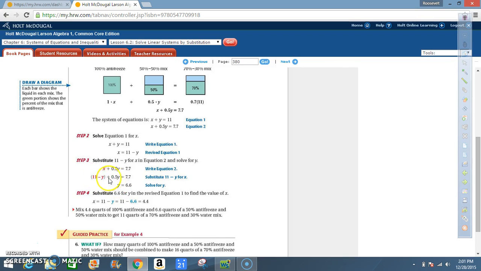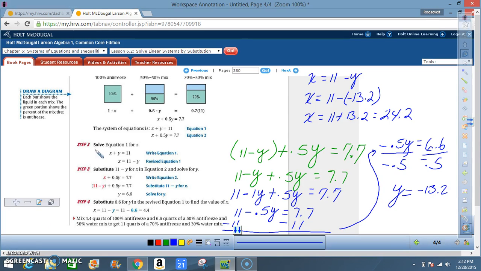So I got 11 minus y plus 0.5y. Okay, after substituting, we find that 11 minus y plus 0.5y is equal to 7.7. Here, the book made an error, and we can take a look and see. 11 minus y plus 0.5y is equal to 7.7. That's okay so far. The book just wrote it without the parentheses. Now here, what number is in front of that y? There's a 1 there. So I got 11 minus 1y plus 0.5y is equal to 7.7.